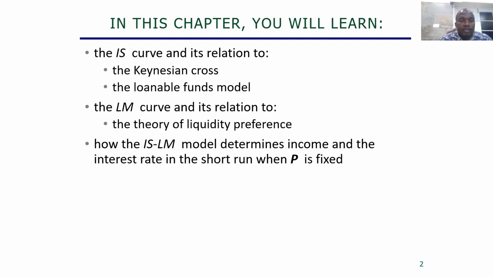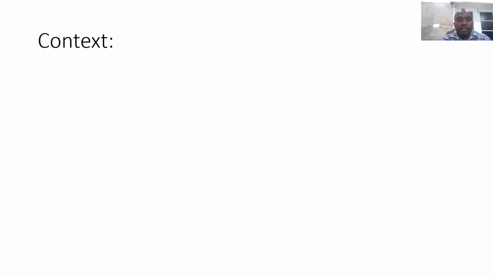We need to define what the IS curve is and its relation to the Keynesian cross model, and also the loanable funds model. We also need to define the LM curve and its relationship to the theory of liquidity preference. And then we need to explain how the IS-LM model determines income and the interest rate in the short run when the general level of prices is fixed.